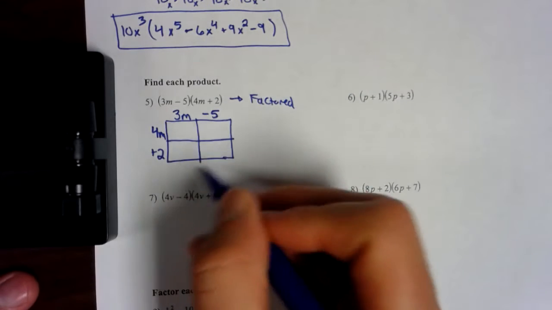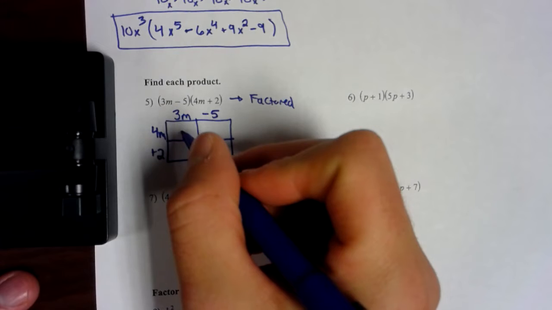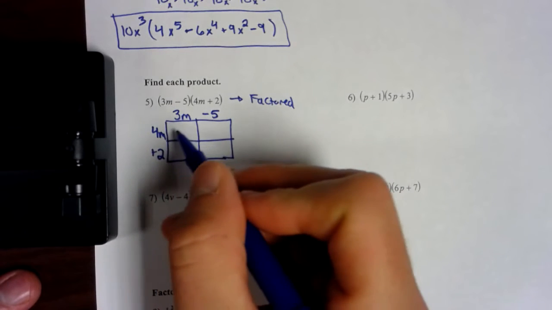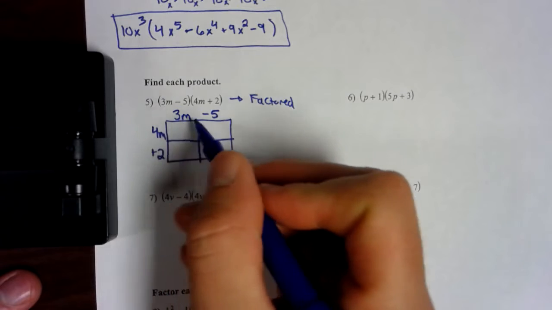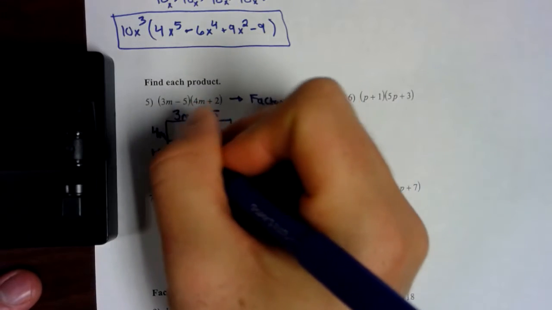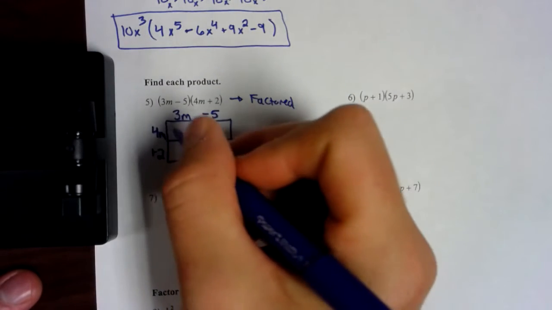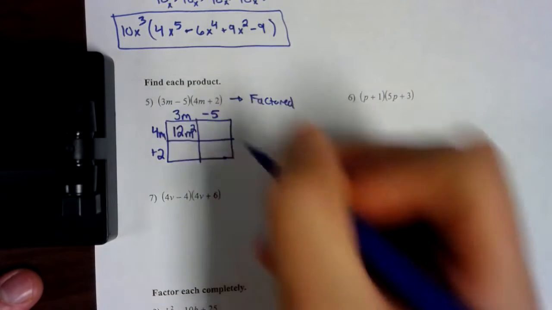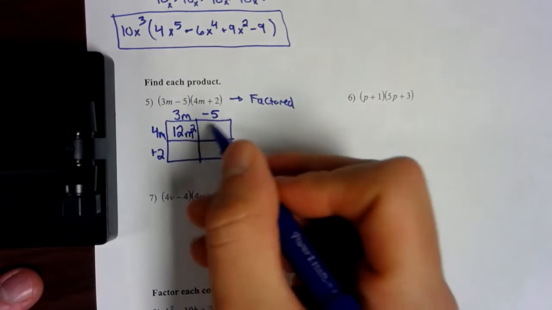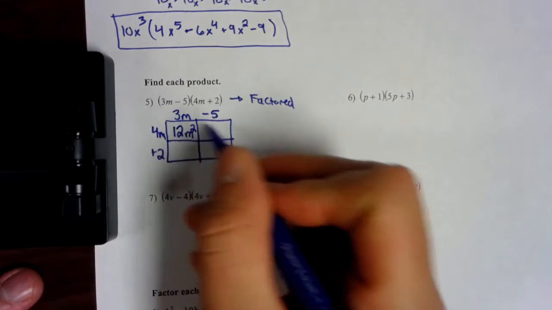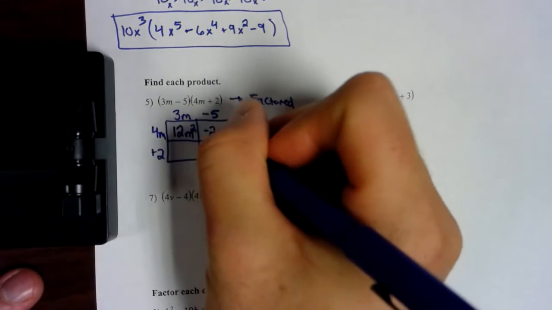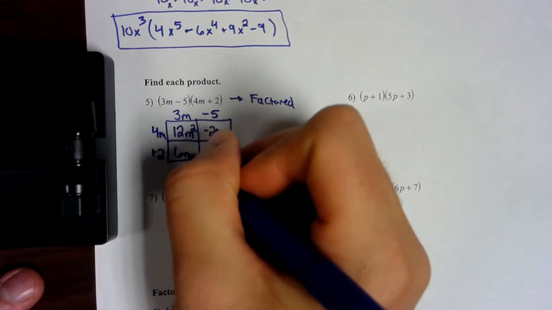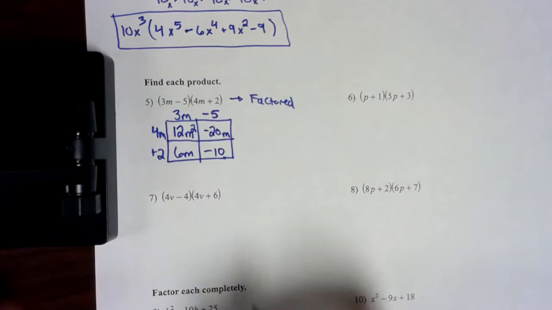So what we're going to use this model for is to find the area of each square. Each area is its height times its width. So if I take this height of 4m times its width of 3m, then it's going to give me the area of this smaller square here. So 4 times 3 is 12, and m times m is m squared. Same thing for this box over here. This height is 4m times its width of negative 5, gives us negative 20m. Down here at the bottom, 2 times 3 is 6m, and 2 times negative 5 is negative 10.